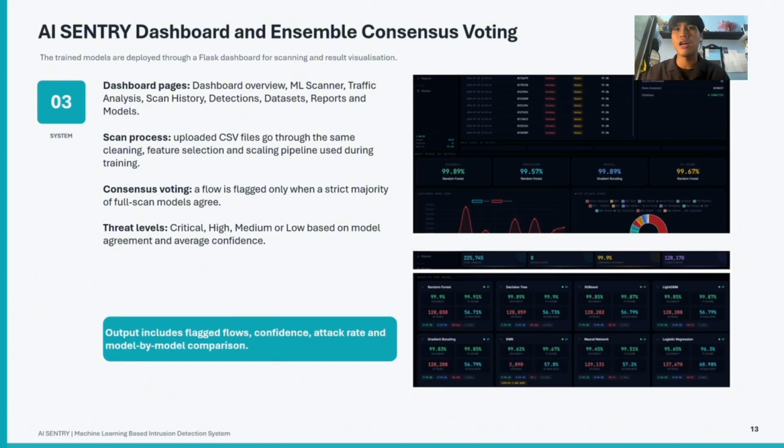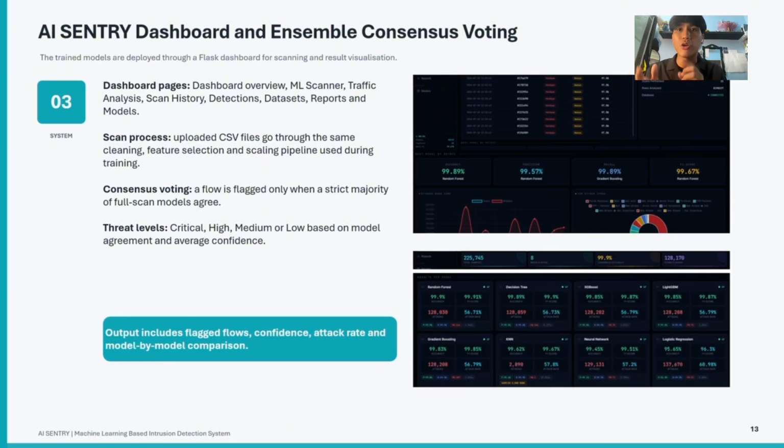Now we go through the dashboard and consensus voting. After training, the models were deployed through an interactive Flask dashboard. The dashboard contains several pages, including dashboard overview, ML scanner, traffic analysis, scan history, detection, dataset, report, and model. During scanning, the user uploads a CSV file. The uploaded data goes through the same cleaning, feature selection, and scaling process that was used during training. The system then uses ensemble consensus voting. Each eligible full scan model produces its own prediction.